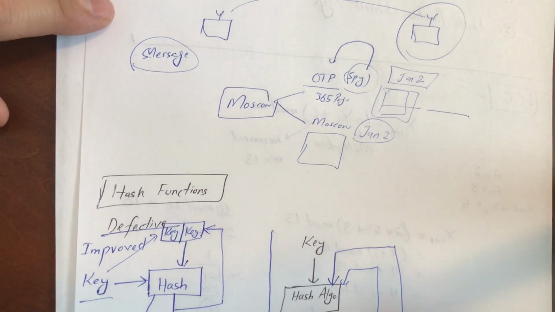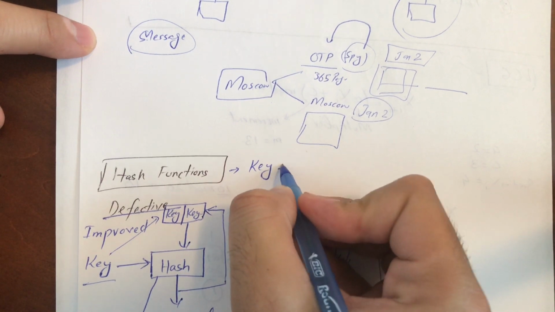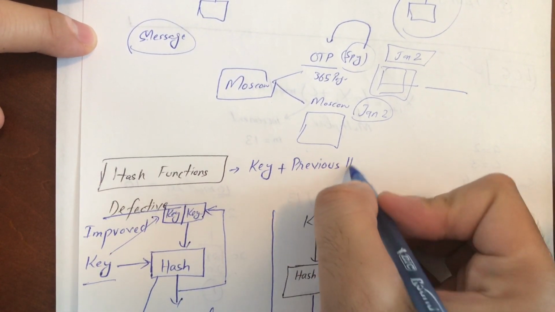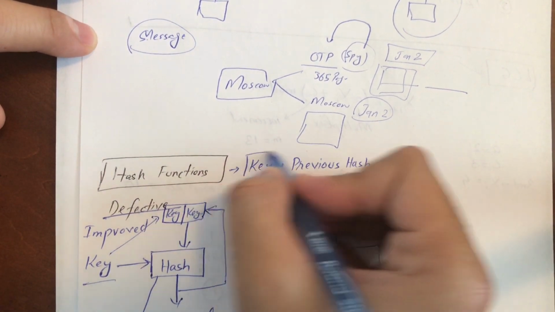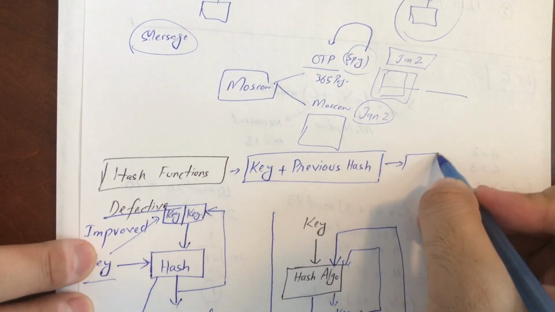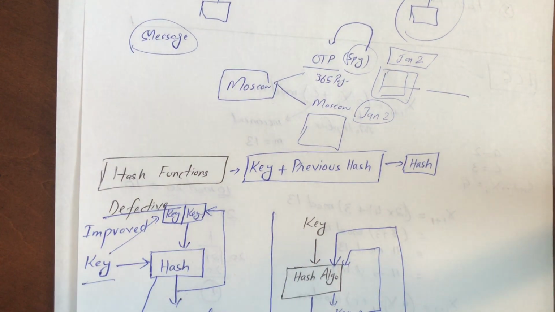So the bottom line that you need to remember is that in a hash function, if we use key plus previous hash, then we can generate more stable keys. Key plus previous hash, and calculate a hash for that each time. This is basically the most stable addition of that.